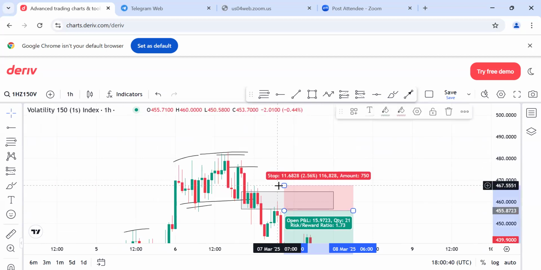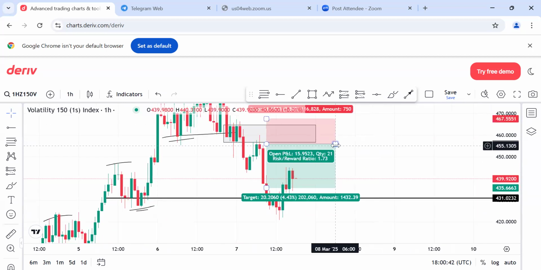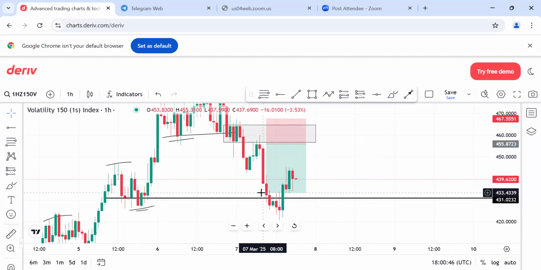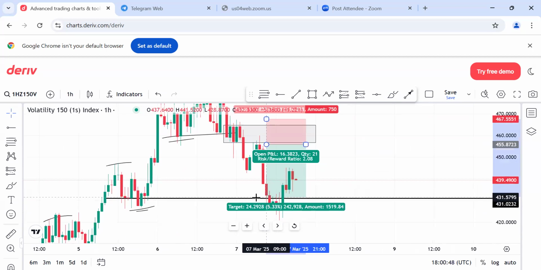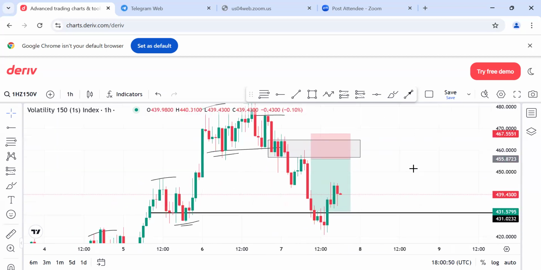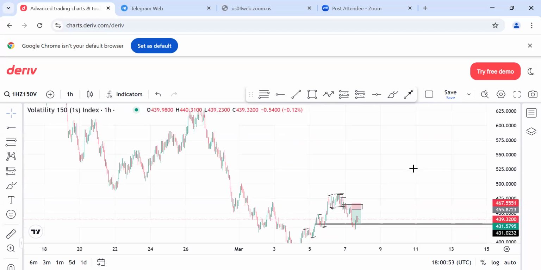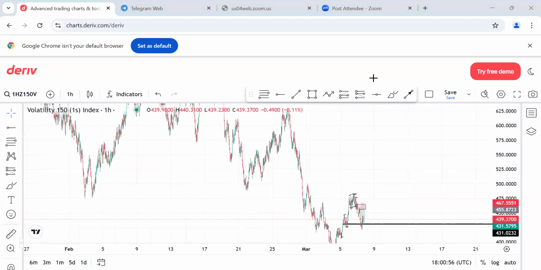Stop loss should be above the base level. And I'm sure this was a good sell trade caught on this index. Yeah, and I think overall this index is bearish. Not only this structure I spotted, overall the market is bearish.